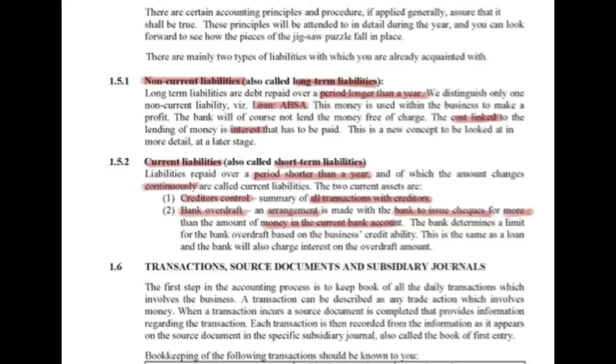So the bank determines a limit for the bank overdraft based on the business's credit ability. This is the same as a loan, and the bank will also charge interest on the overdraft amount. So that's, in other words, we've spent everything that we had in the bank and then went over and started to spend the bank's money. Okay, so we go into the negative with our bank account, and that negative is called overdraft, bank overdraft.